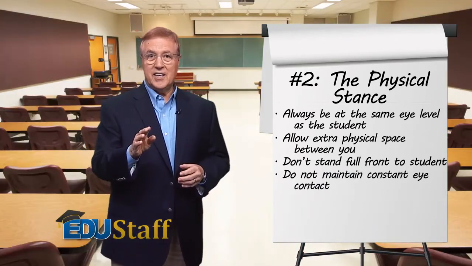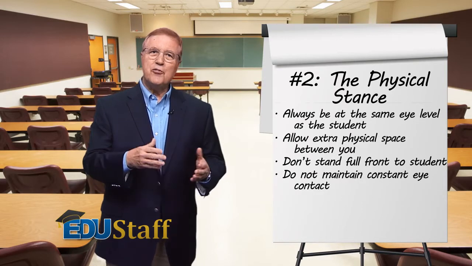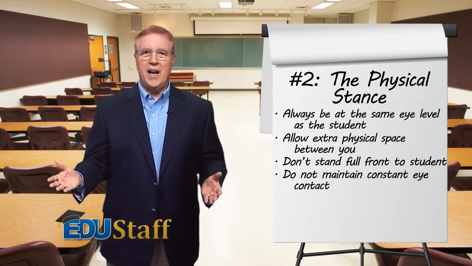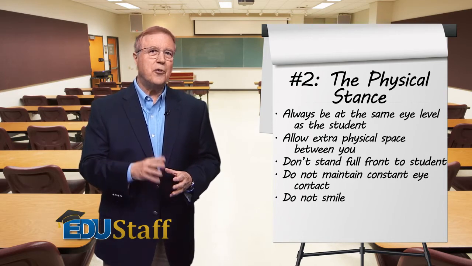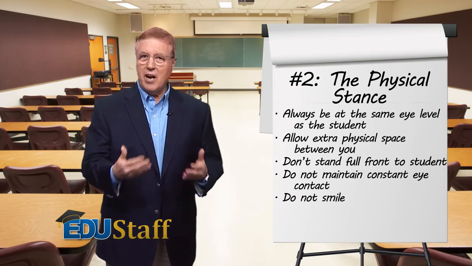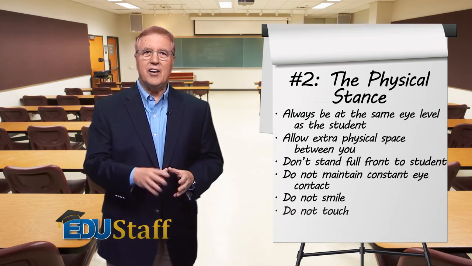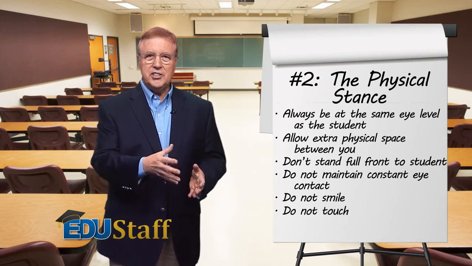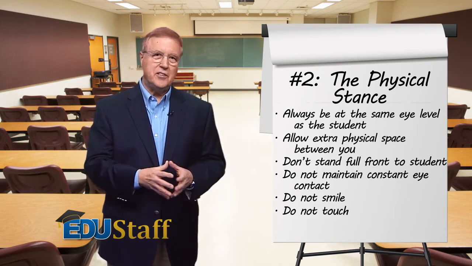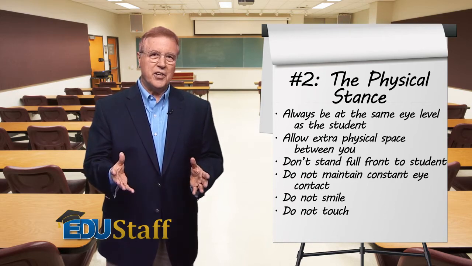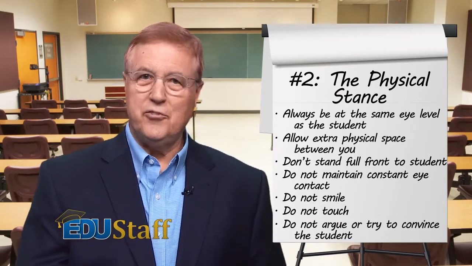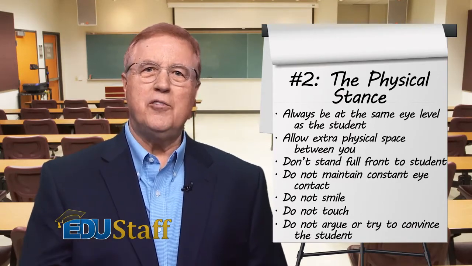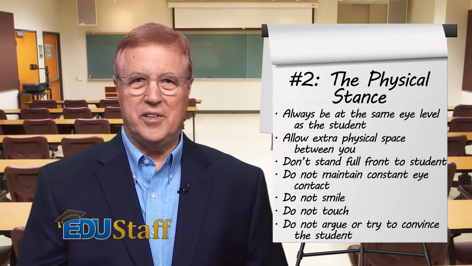Do not maintain constant eye contact. Allow the student to break their gaze and look away. Do not smile. For the agitated student, your smile could be perceived as mockery or anxiety. And do not touch. For the agitated student with cognitive dysfunction, your touch could be interpreted as hostile or threatening. Do not argue or try to convince the student. Rather, give choices. This will empower the student.